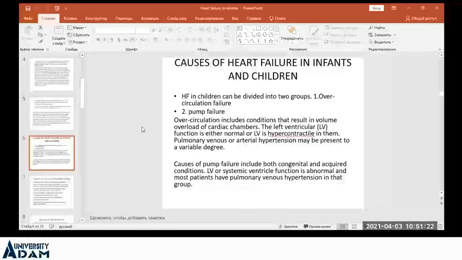Heart failure in children can be divided into two groups: overcirculation failure and pump failure. Overcirculation failure results in volume overload of cardiac chambers. The left ventricular function is either normal or the left ventricle is hypercontractile. Pulmonary venous or arterial hypertension may be present to a variable degree. Causes of pump failure include both congenital and acquired conditions. Left ventricular or systemic ventricular function is abnormal, and most patients have pulmonary venous hypertension.